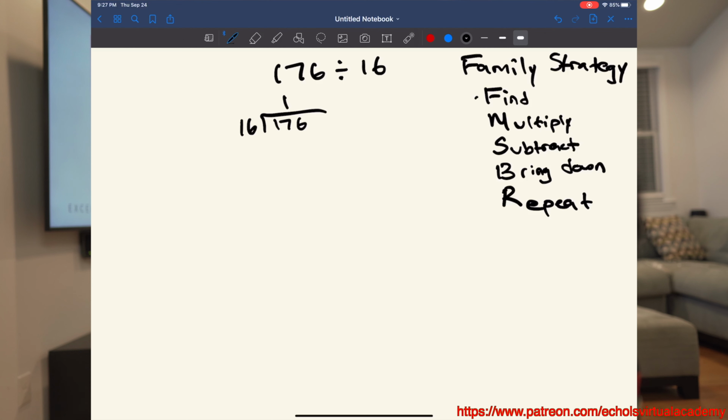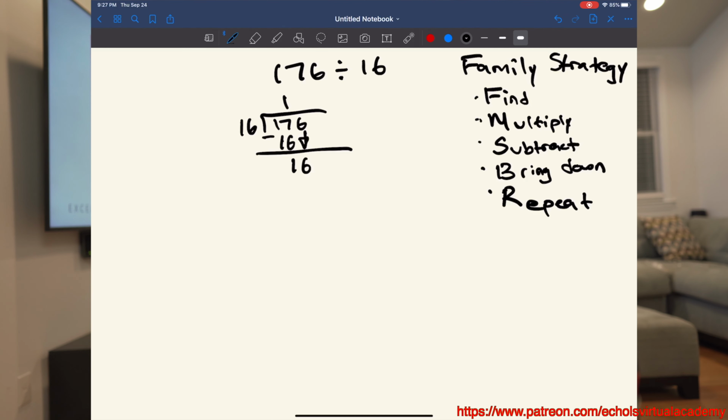So then we multiply. 1 times 16 is 16. Next we subtract. So we do our subtraction sign. 17 minus 16 gives you 1. Next, bring down. We bring down this 6. And then we repeat the strategy all over again.